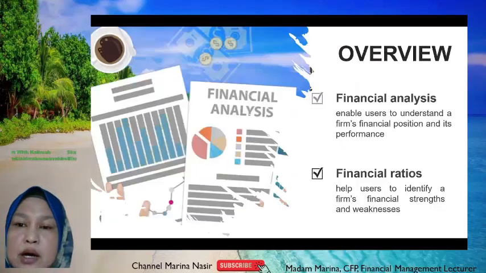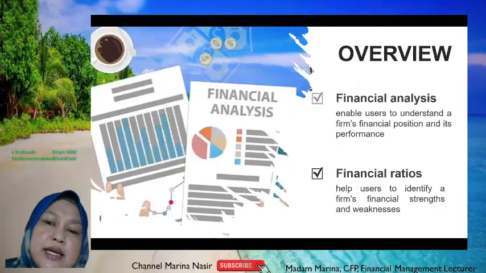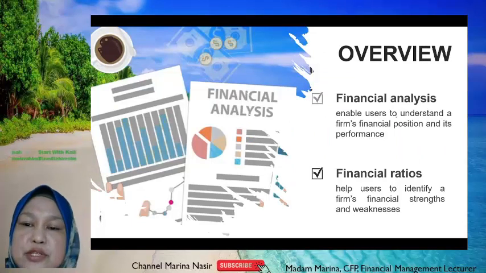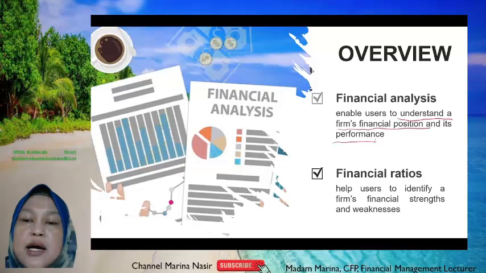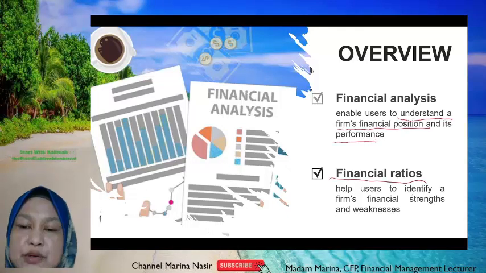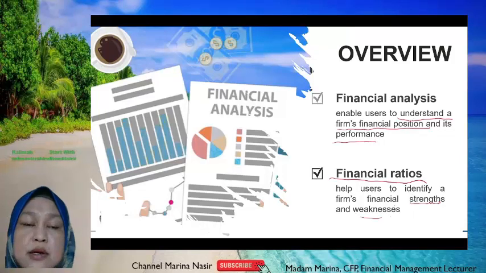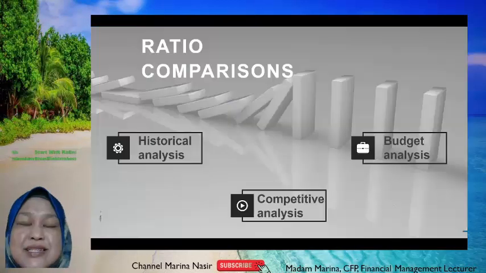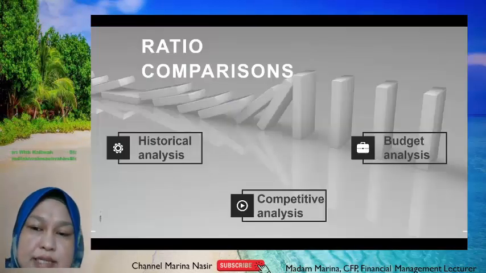Overview: financial analysis enables users to understand the firm's financial position and its performance. How to understand? We can use financial ratios. From these financial ratios, we can identify the firm's financial strengths or weaknesses. These are the three types of ratio comparison: historical analysis, budget analysis, and competitive analysis.